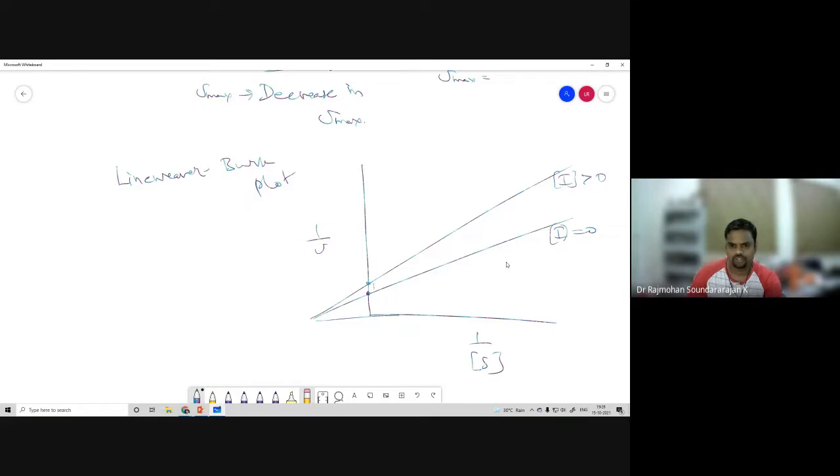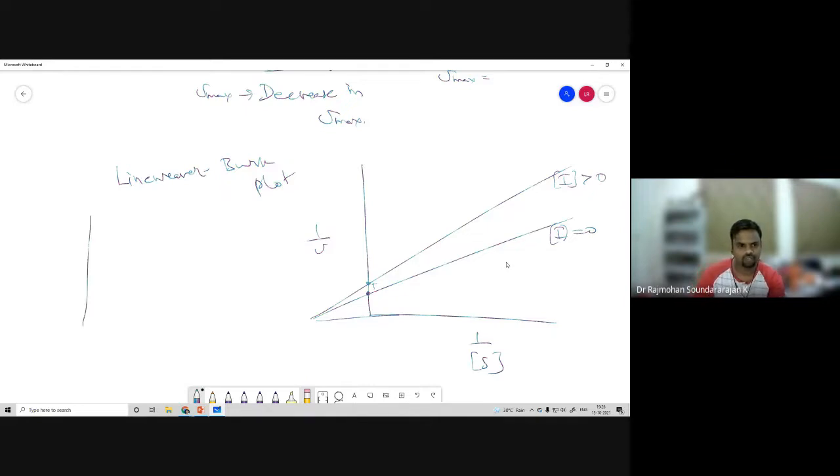It is 1 by Vmax, right? So that way there is a decrease in the Vmax value. The intercept is increasing, which means in reciprocal the value is decreasing. That is what we observe when you plot the Lineweaver plot.